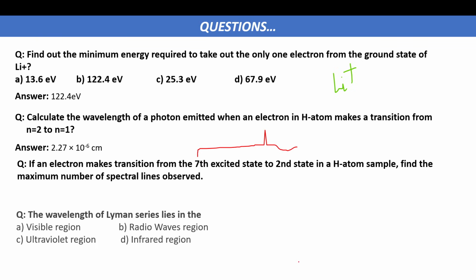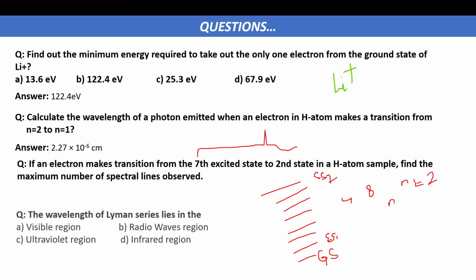What does it mean? See, here you are having a ground state. Then there will be excited state first, then so on, like excited state 2, 3, 4, 5, 6, and this will be 7th excited state. That means it is 7 plus 1 for the ground state, so it will be total 8. So in this, your N1 will be 2 and N2 will be 8. Now just tell me.